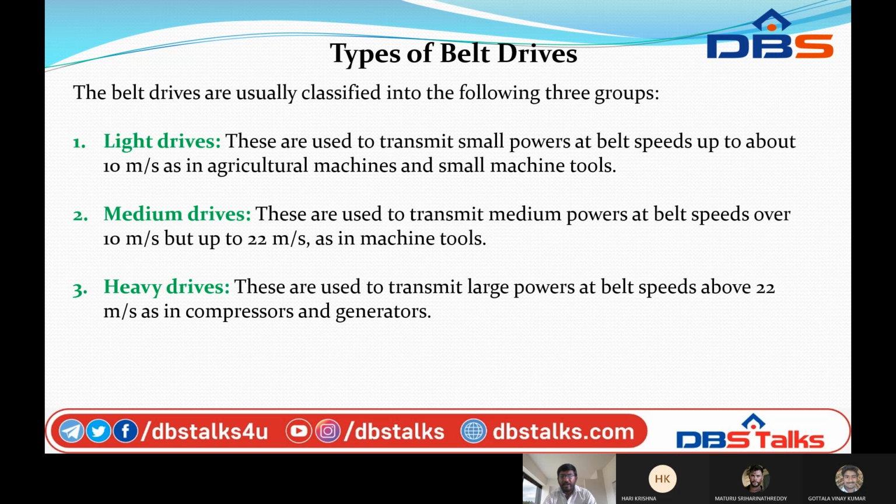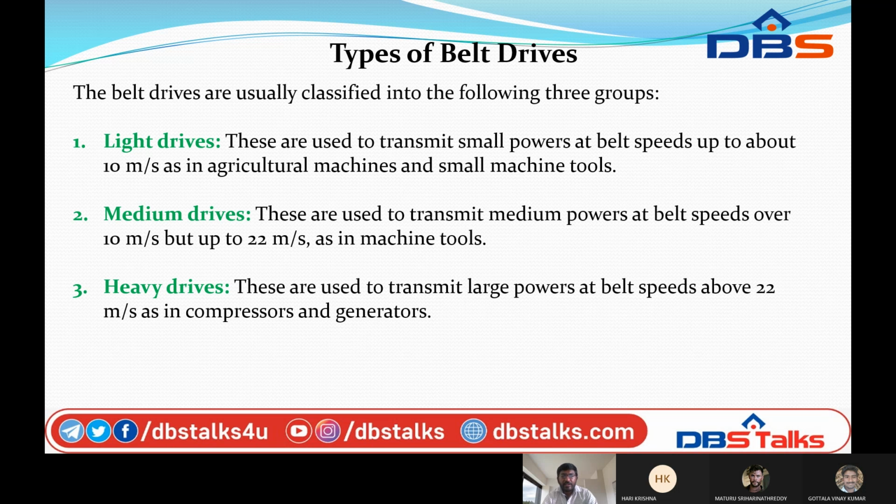Medium drives are used to transmit medium power at belt speeds over 10 meters per second but up to 22 meters per second, as in machine tools. So in medium power drives the belt speed is 10 meters per second to 22 meters per second. So it is used in machine tools.